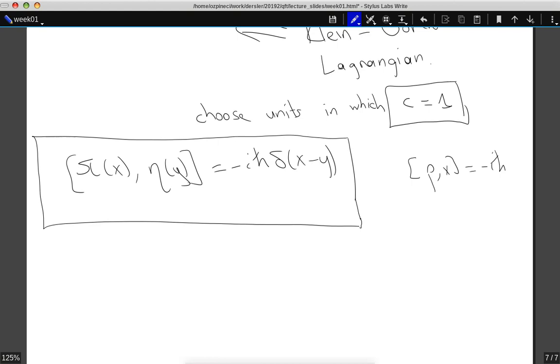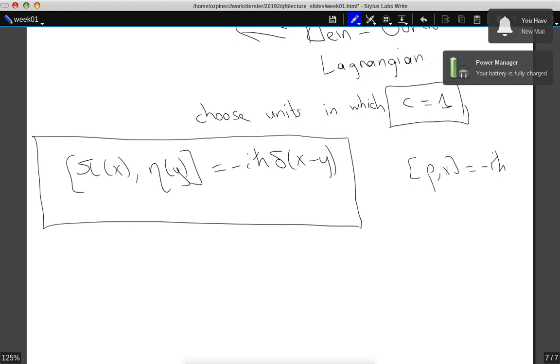Just like we saw in the case of the simple harmonic oscillator, just knowing the commutation relation tells us what the energy eigenvalues and the properties of the energy eigenkets are.